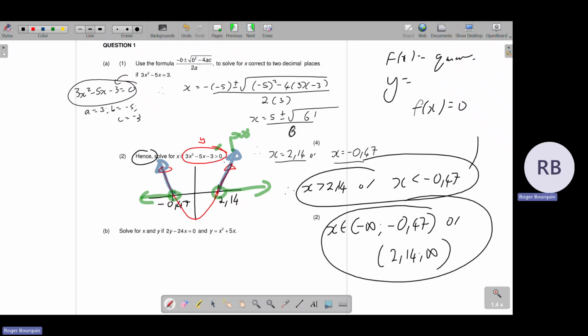Quadratic inequalities. If they hadn't done the first step, normally what's the step? You factorize and find the critical values. If it can't be factorized, you need to find the critical values by using the quadratic formula. Are you happy with that? Yes. Okay. Next question.